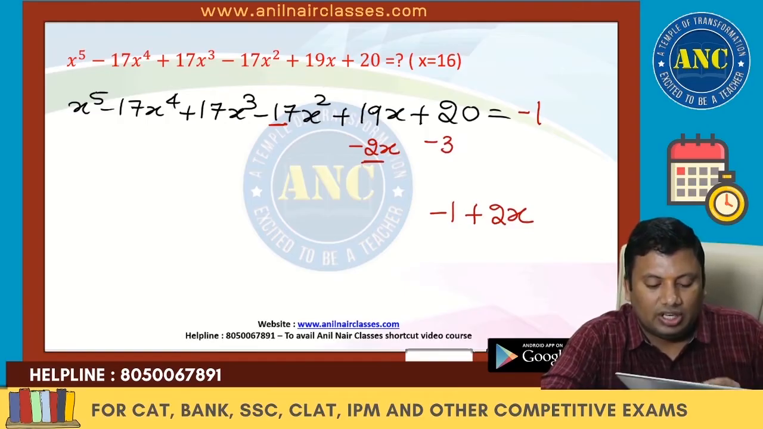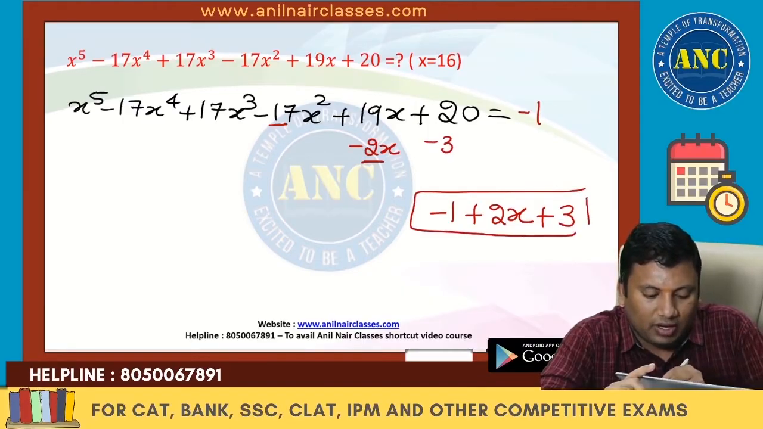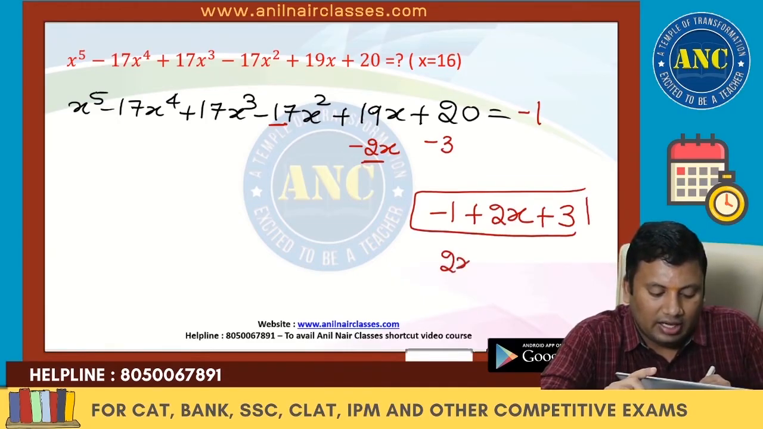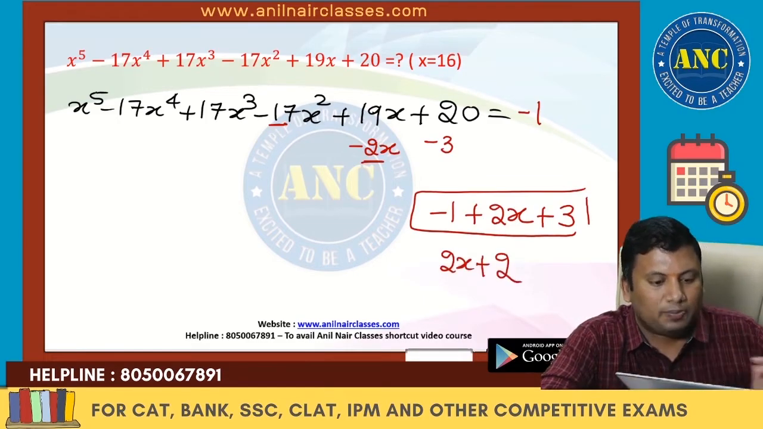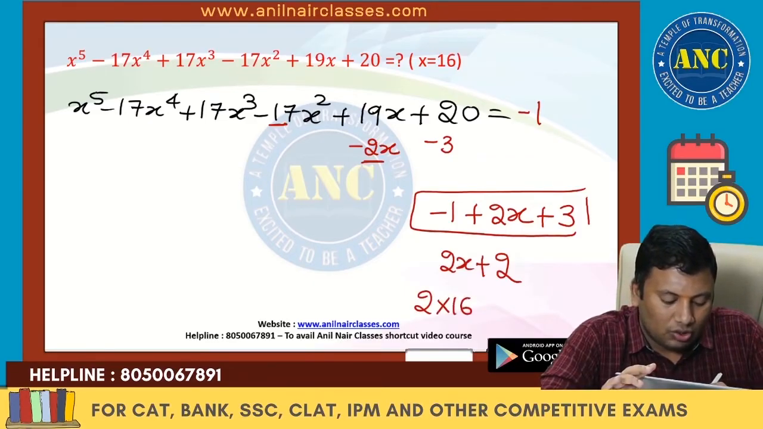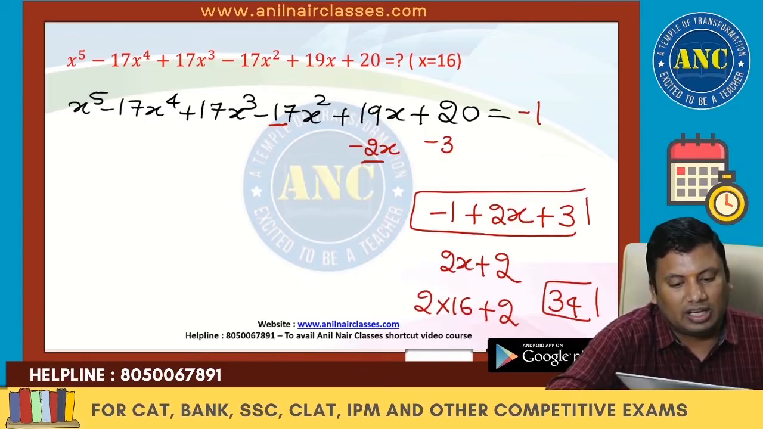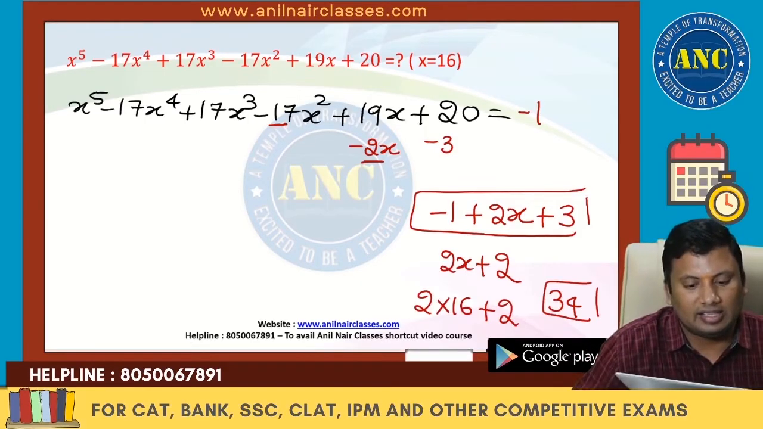17 means 3 should be decreased. So it will be minus 1 plus 2x plus 3. Answer is 2x plus 2. So it is 2 into 16 plus 2, which is 34. I hope the idea is clear, right?